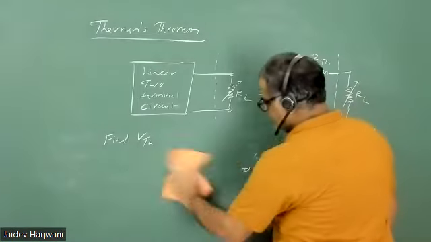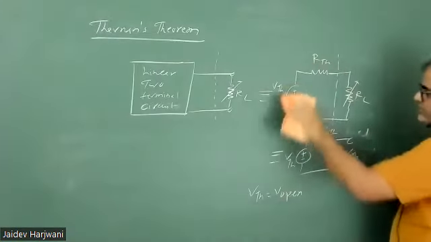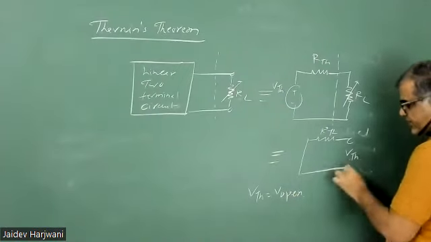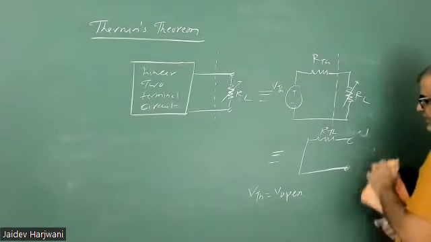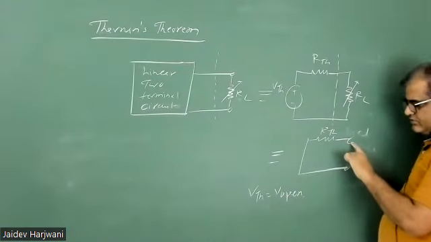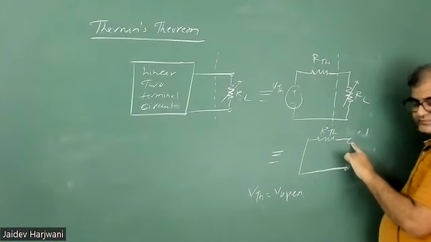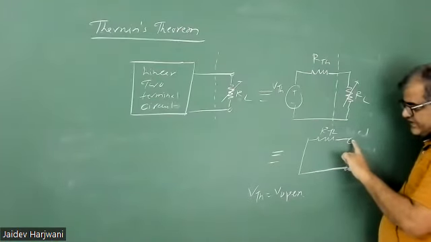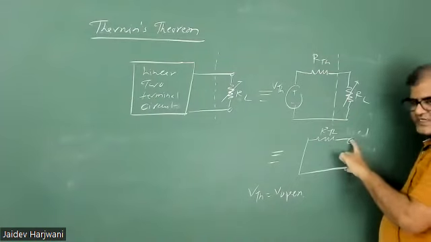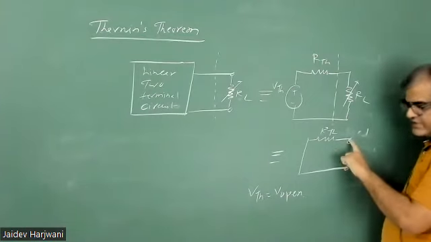If all the sources are present, if I make these sources short circuited, if I deactivate the sources, what is the resistance across this terminal? Tell me. What is the resistance across this terminal now? What is the value? What is the resistance between these two terminals? Radhika, what is the value of resistance across this terminal?